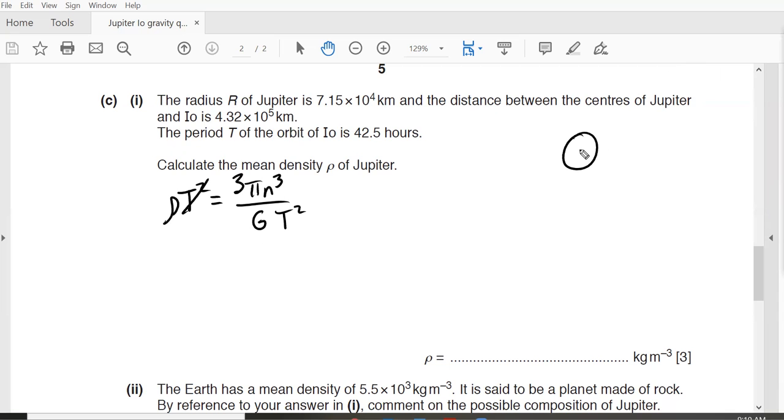So the radius of the planet r is given. That's how big Jupiter is in kilometers. And they're saying the distance between the centers is 4.32 by 10 to the 5th. The radius is 10 to the 4. So we have to just divide these two into each other. We're calculating how many of these r's. Is it 2 r's, 3 r's, 4 r's, 5 r's? How many times do we need to multiply Jupiter's radius by to get this number? Or rather, what is this number divided by that number? Can anybody do that in their head?